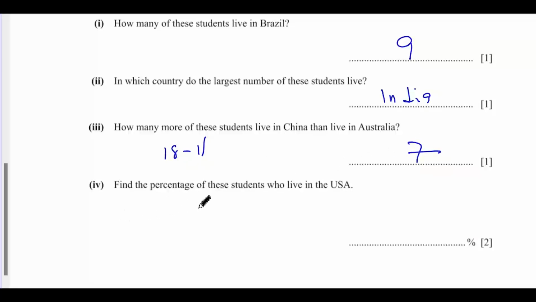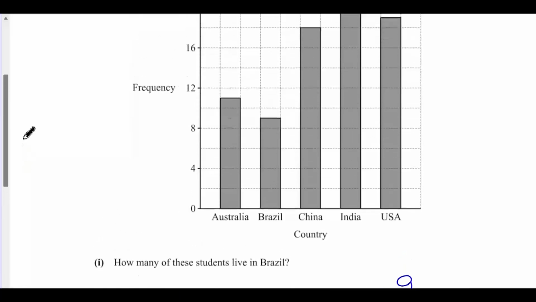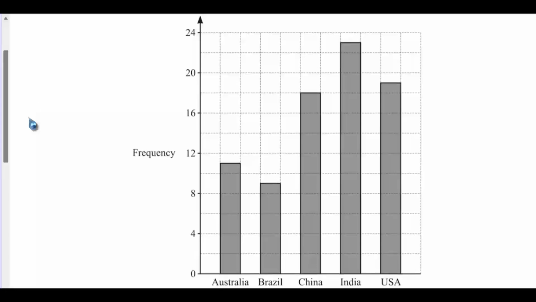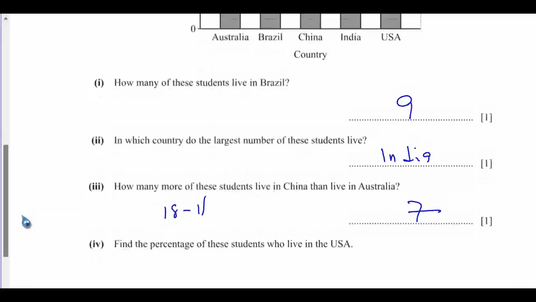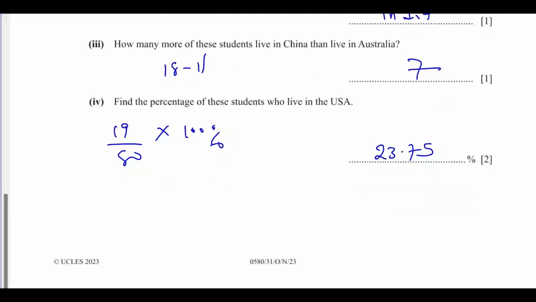Find the percentage of the students who live in the US. So how many students live in the USA? That would be 19. So you have 19 out of the total. The total is 80, then multiplied by 100%. If you do this, it will give you 23.75, so let's put 23.75 here. So let's go to the next question.